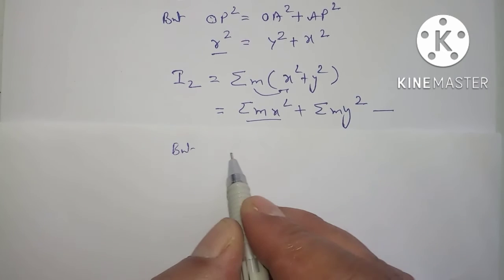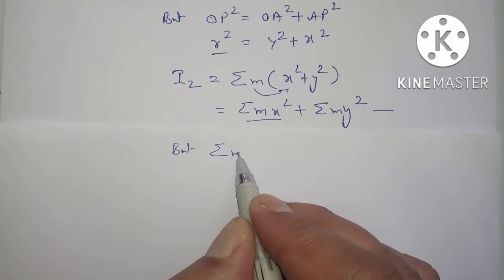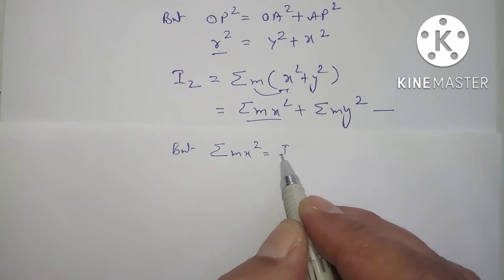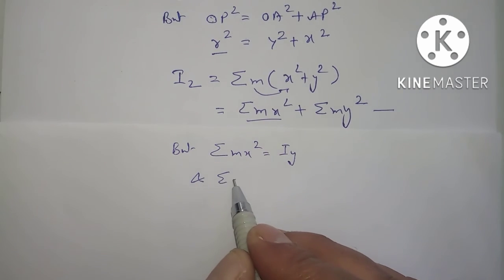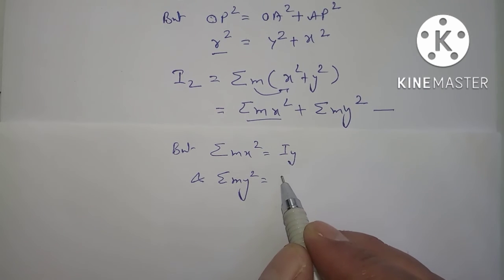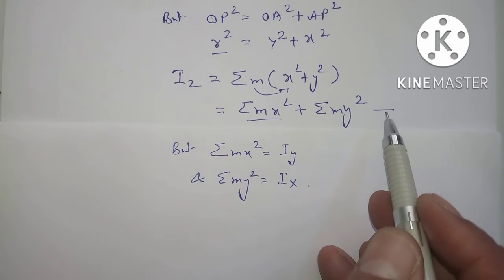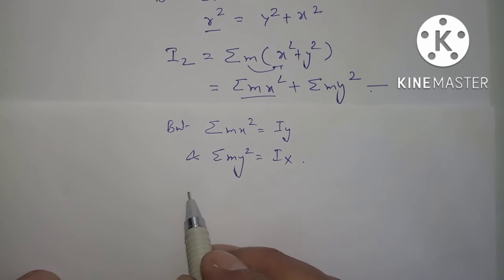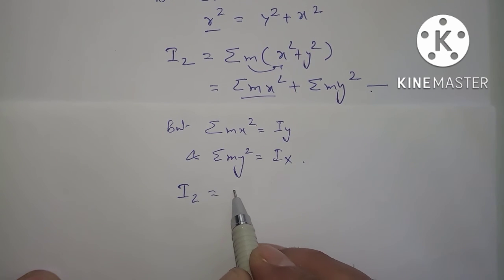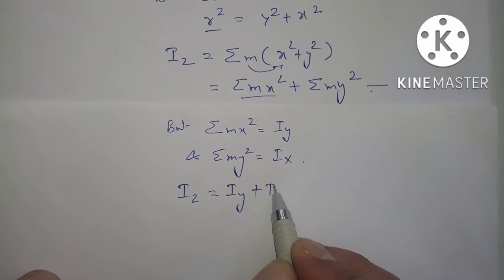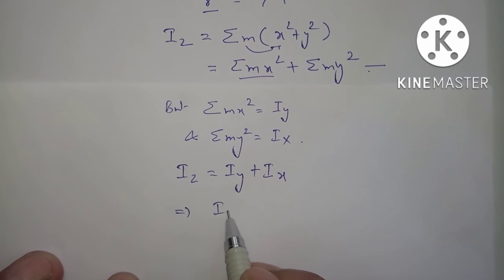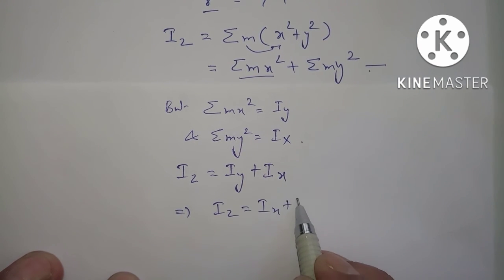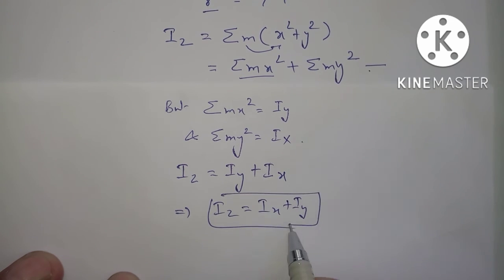Summation m x squared is equal to Iy, and summation m y squared is equal to Ix. So this equation becomes Iz is equal to summation m x squared, that is Iy, plus summation m y squared, that is Ix. So this implies Iz is equal to Ix plus Iy. This is the proof for the theorem of perpendicular axis.